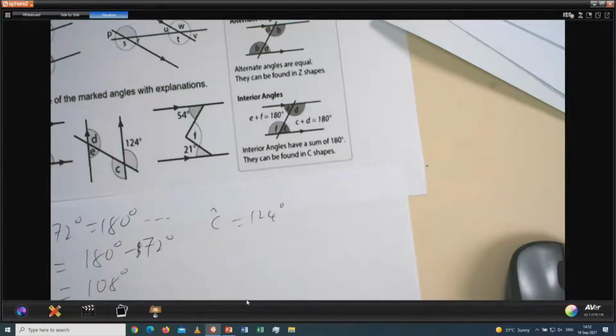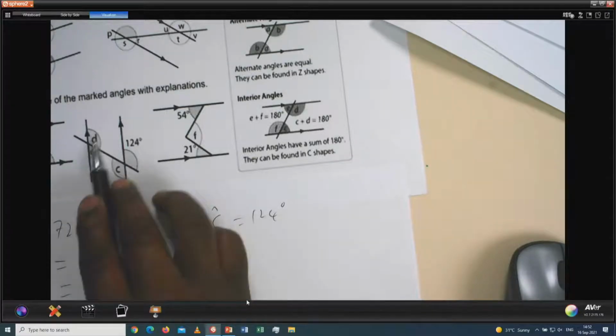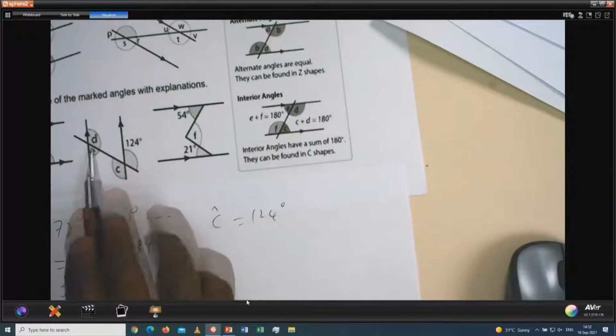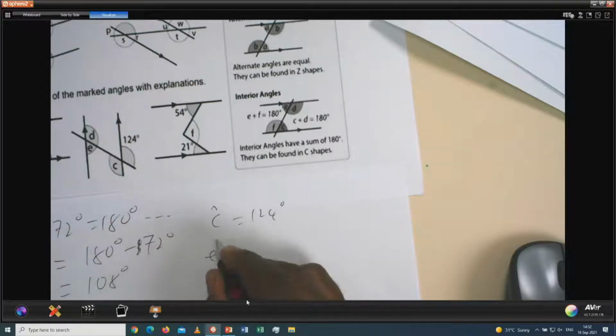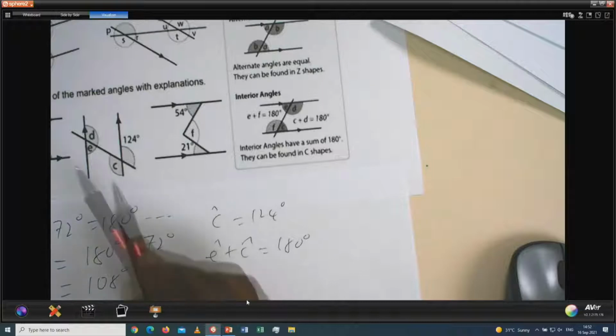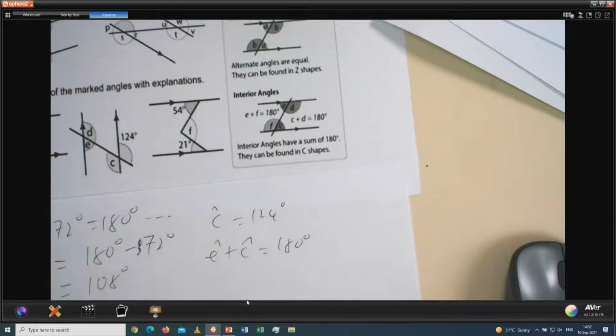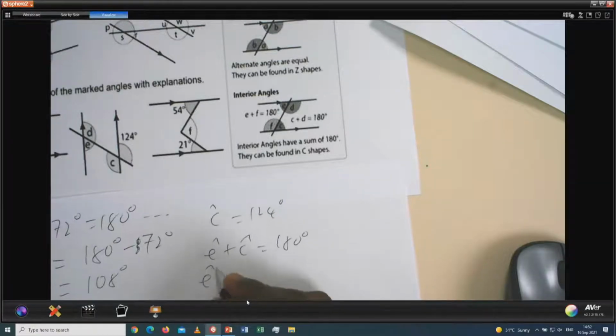All right? Now again, here are the parallel lines. What is the relationship between these? Angle E plus angle C equals 180 degrees, because co-interior, your C, your U, when you add them, they must give you 180 degrees. But now your C, you just found out, is 124 degrees.